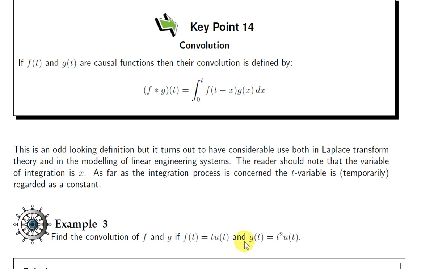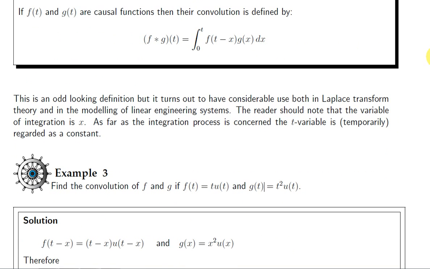f of t equals t times u of t and g of t equals t squared times u of t. So we just apply this definition. We have to get f of t minus x, so we just replace t in t times u of t with t minus x. And we write down g of x, so we just write this as x squared times u of x.